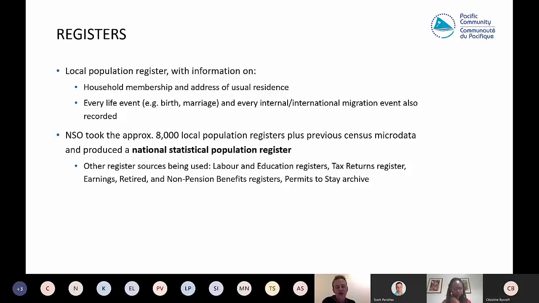So the NSO in Italy took these approximately 8,000 local municipal registers, as well as previous census microdata, to produce a national statistical population register. And then other register sources are being used, and these are the typical ones that we've heard about before: labour, employment, education, tax and benefits, people with permits to stay, visa information, etc. So they're similar registers to those we've heard about in other countries.